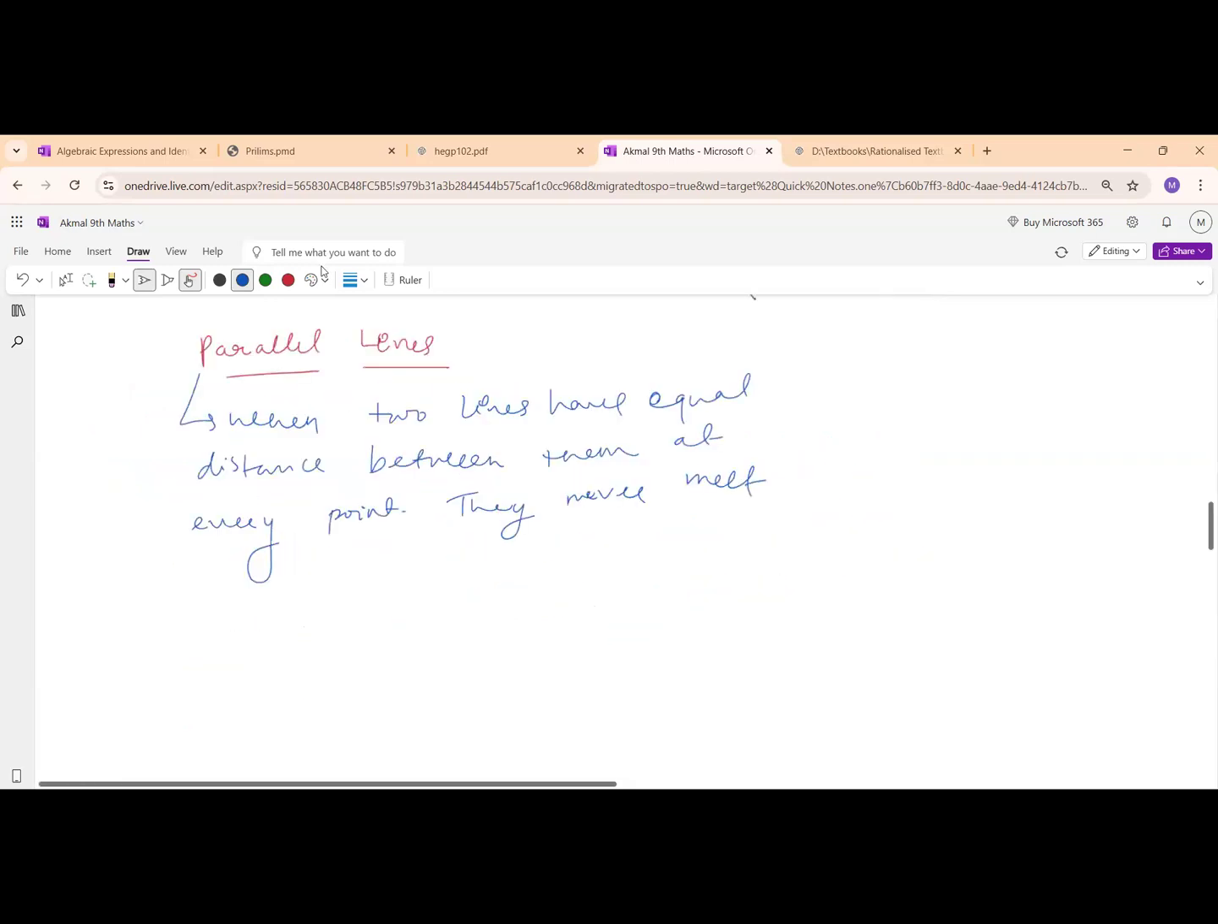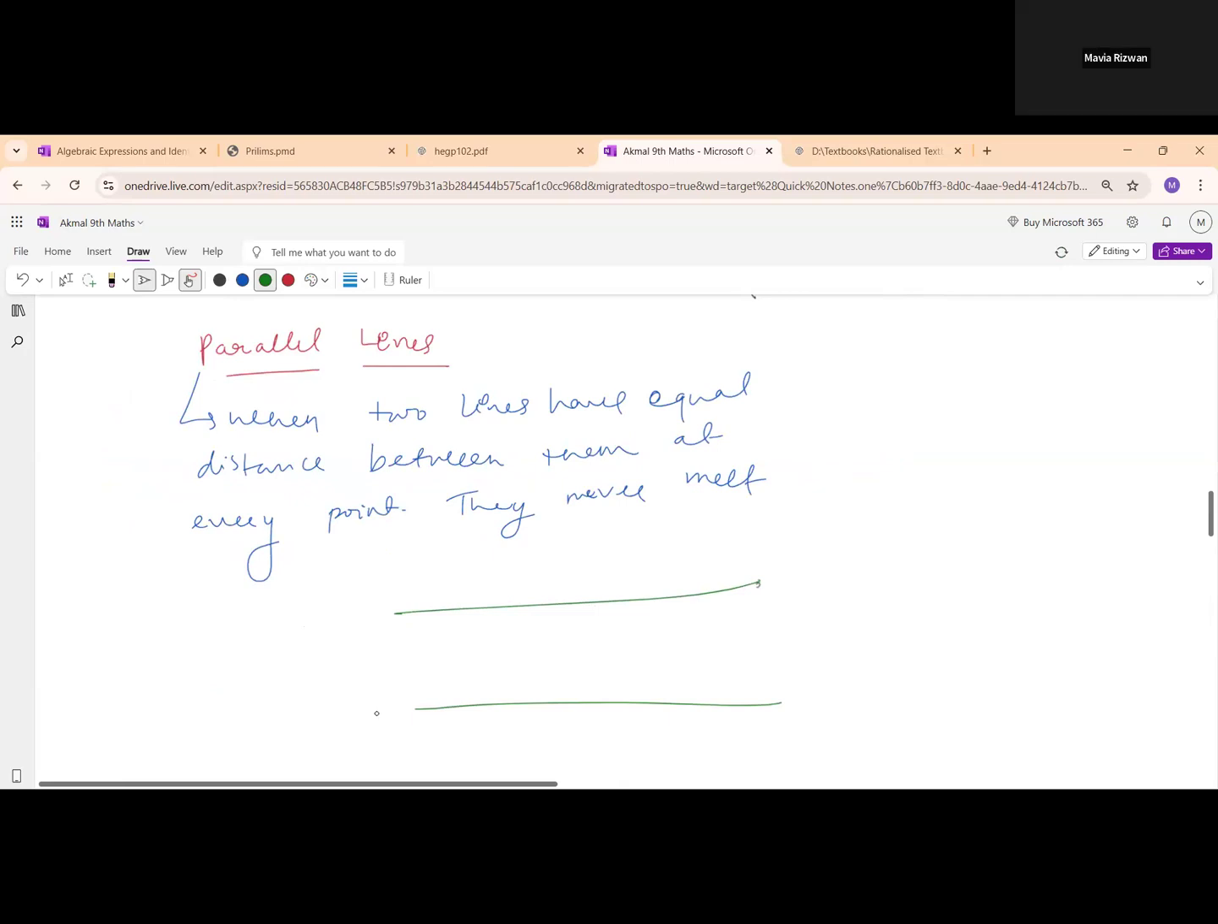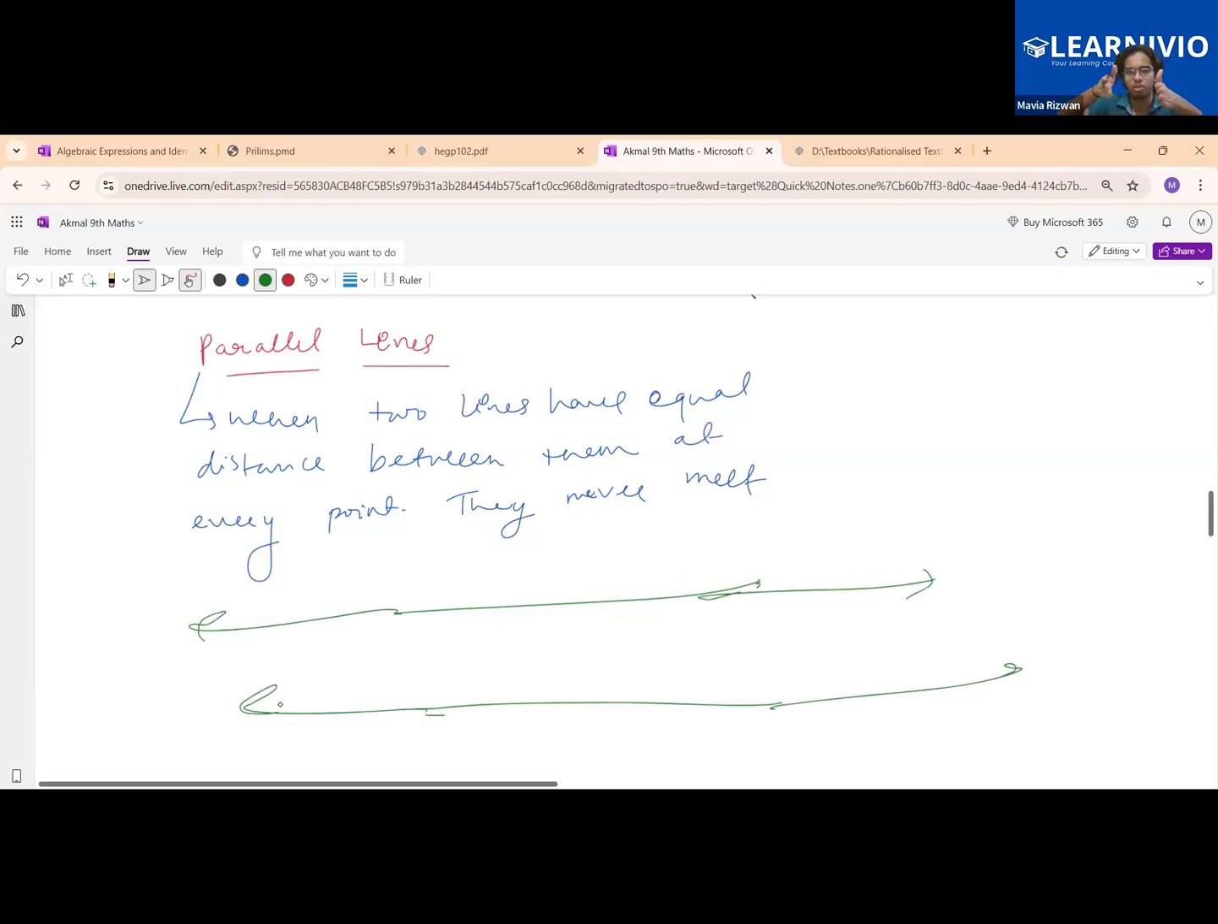So let's say I have the lines this and this. They are just in front of each other, right? Exactly like mirror images. Even if I extend these lines as much as I want, the distance between them is going to remain the same. They are going to go straight. They are never going to meet. These are parallel lines. Clear, Akmal? What are parallel lines? Yes, sir.